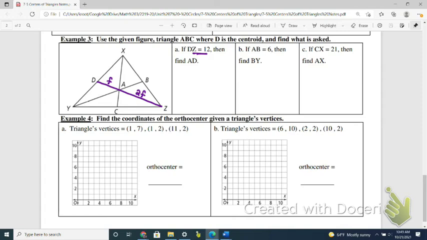So now I have an equation I can write. I can say AD plus AZ equals DZ. So this is F plus 2F equals 12. So I get 3F equals 12, so F equals 4. And AD was F, so AD equals 4.